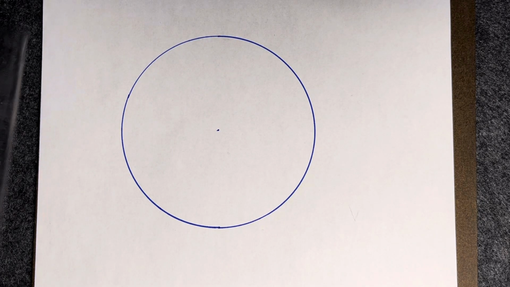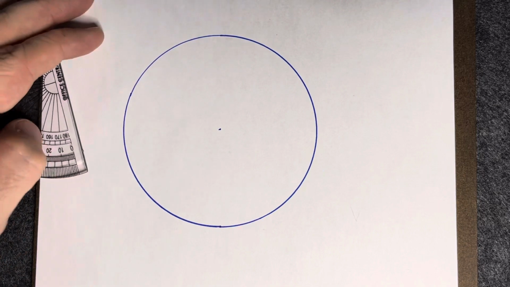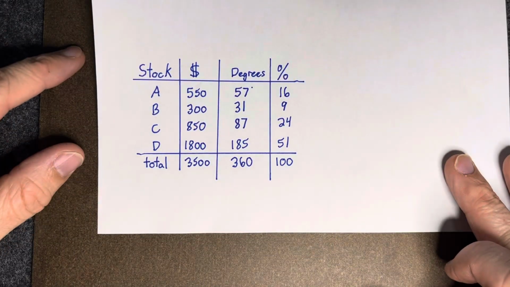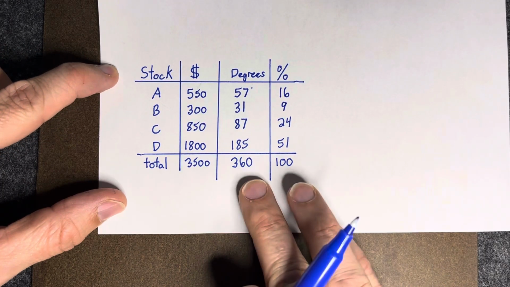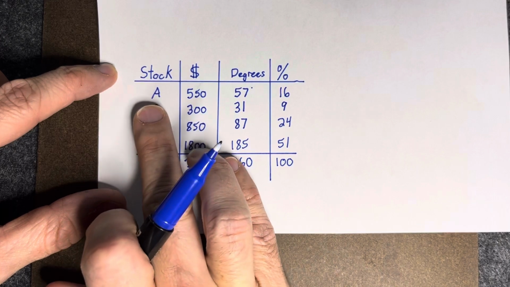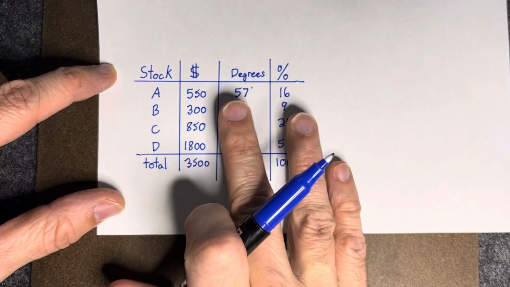Welcome back, class. I'm going to show you how to make a circle graph using some data that I already changed into degrees and percentages. Okay, so first we're going to use stock A, which is 57 degrees.